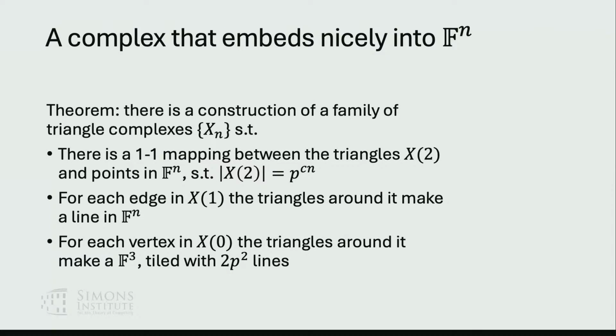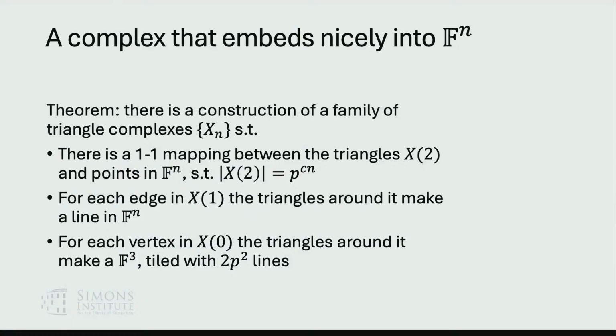So here is a theorem. There is some construction, which I'll show you, of triangle complexes. So think graphs that have triangles. It's some infinite construction of expander graphs with triangles, such that for each one of them, let X be one of these, you have a one-to-one matching between the triangles of this graph and the points in some vector space F^n, such that you don't get all of F^n, but you get a constant power. I'm assuming F is F_p. So instead of being all of F^n, I get p^(n^c) for some c less than 1.